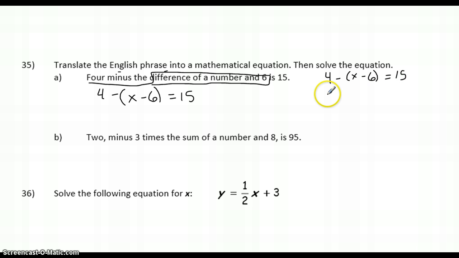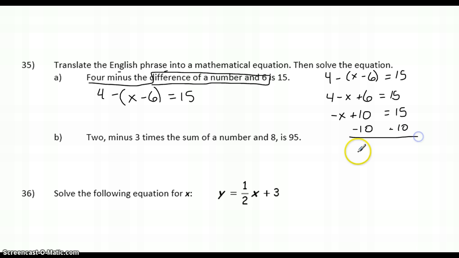Okay. When I do my distribution, I have a negative x, and then negative negative will make that a positive 6. Combining the like terms, so I've got negative x and then a plus 10. Both the 4 and the 6 are positive. I got myself a 15 right here. And I want to subtract that 10 from both sides so I can get the x by itself. So negative x equals 5. And then we're just going to multiply both sides by a negative 1 so that my two negatives will turn that x into a positive. So it looks like I get negative 5 for my answer.